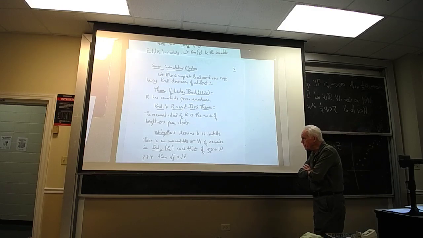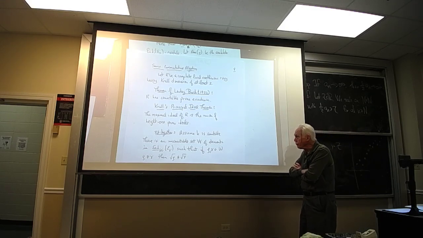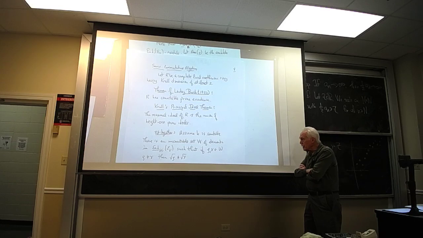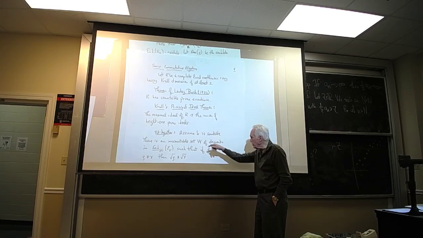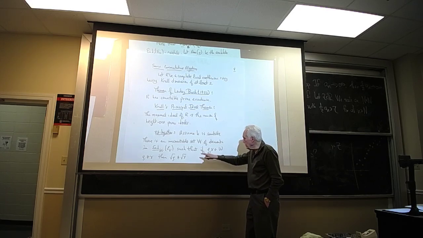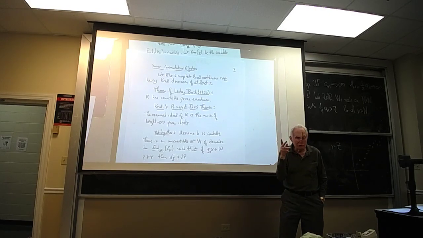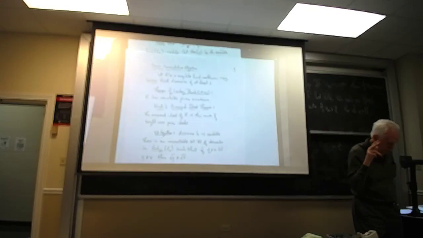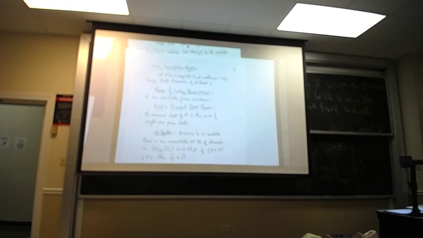Well, let's assume that K is countable. Okay? Then I can find an uncountable set W of elements in this endomorphism ring such that if I take any two elements in W that are not equal, then their radicals are different.